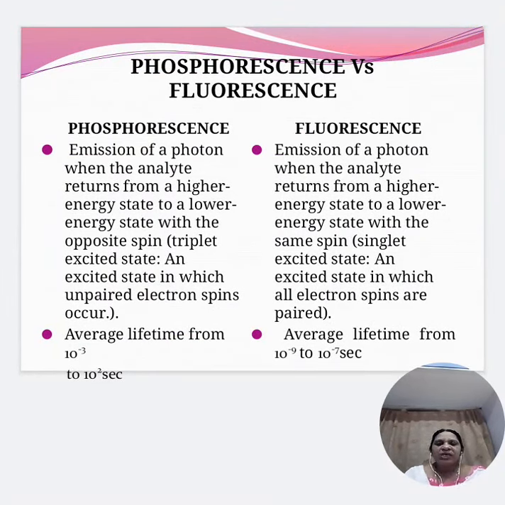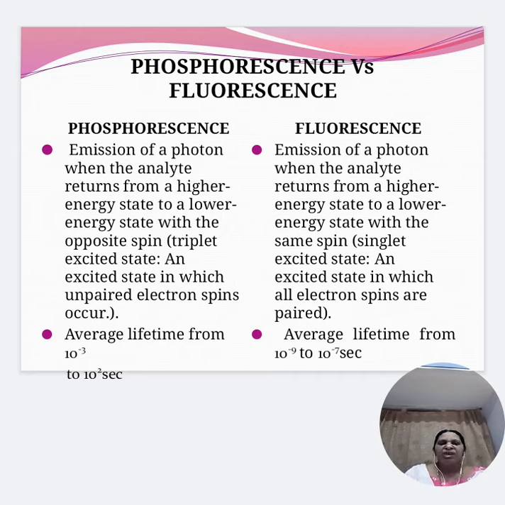As I have shown you earlier in the basic block diagram, the basic classification of spectroscopy in the first slide, spectroscopy is classified into emission and absorption spectroscopy. Under emission spectroscopy, we have atomic and molecular spectroscopy. Under molecular spectroscopy, we have photoluminescence, and under photoluminescence, we have fluorescence and phosphorescence.